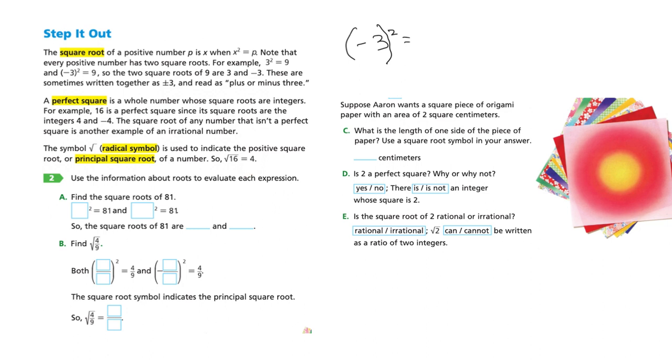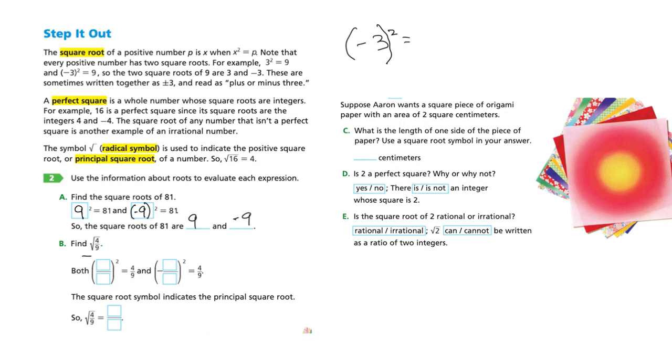So use the information about roots to evaluate each expression. So here they're saying what squared equals 81 and what squared equals 81. So what you would do in these is you know that 9 times 9 equals 81. And so here you would do the negative 9 in the parentheses. So the square roots of 81 are 9 and negative 9.